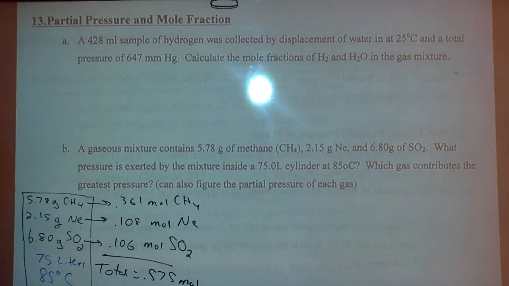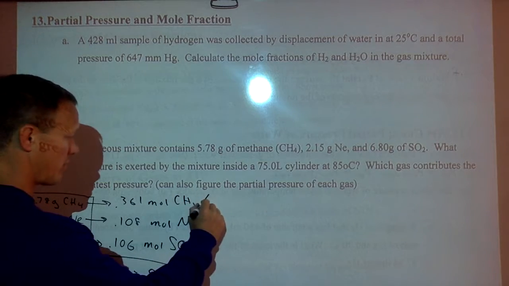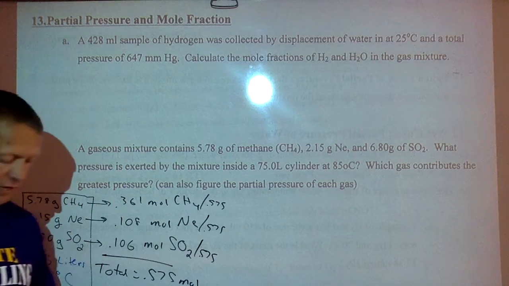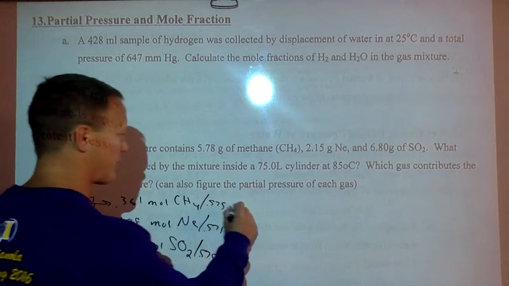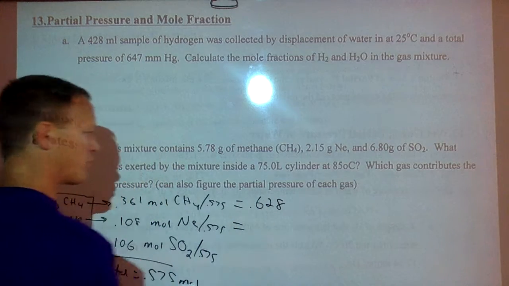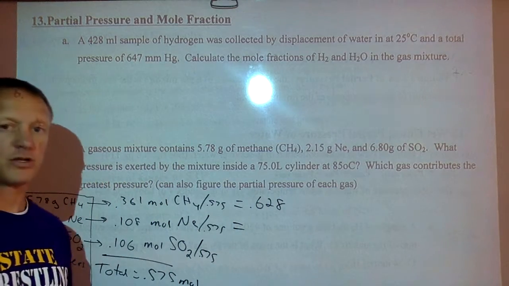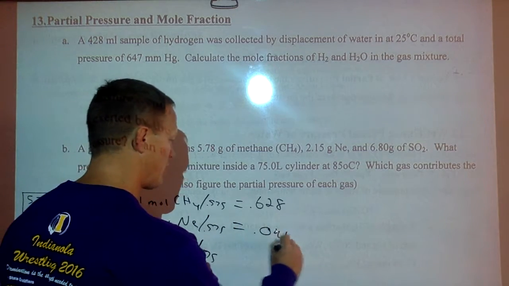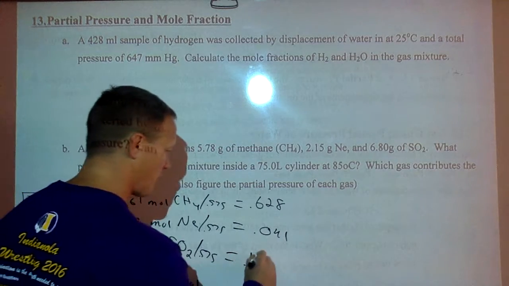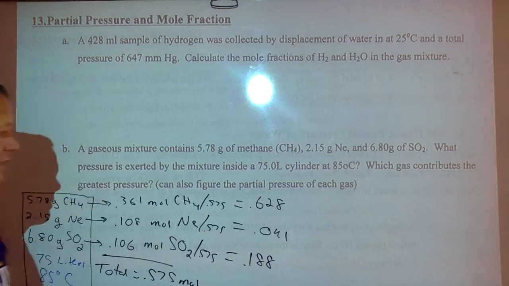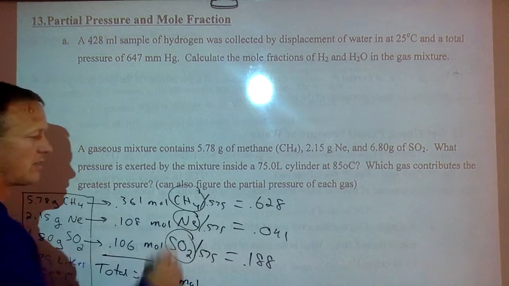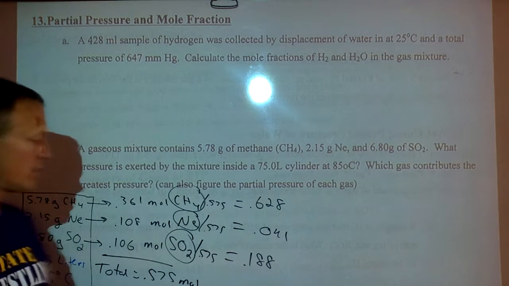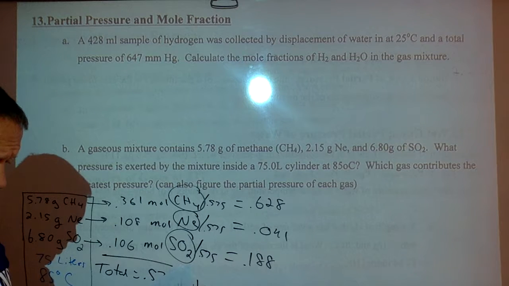So if I want to get the mole fraction of each one, divide this one by 0.575, divide this one by 0.575, so I can get my mole fraction for each of them. This one is 0.628. There's no label for mole fraction. It's really a percent. We're saying 62.8% of the moles are that. This one is 0.041, and this one is 0.188. So those are the mole fractions. Again, that's methane, neon, and SO2. So obviously this one is causing most of the pressure. Second most, the least pressure is caused by the Ne, because that's the least number of moles.